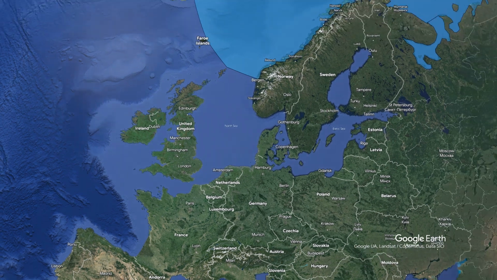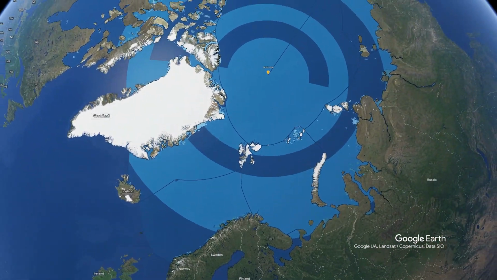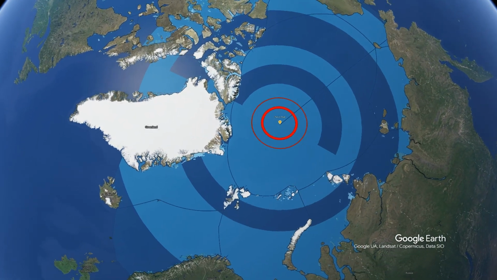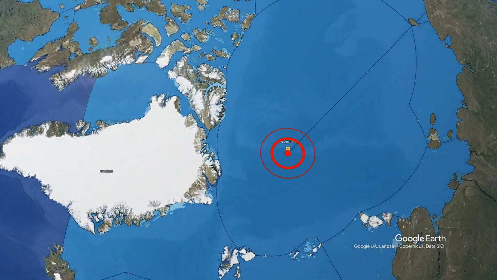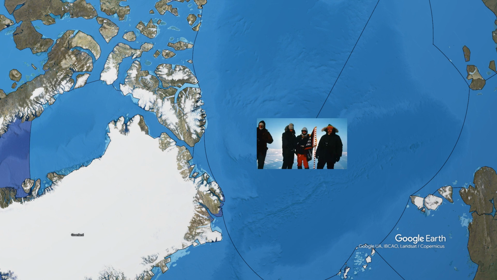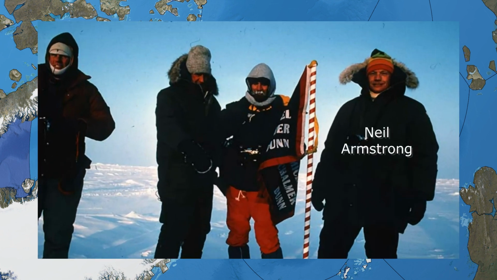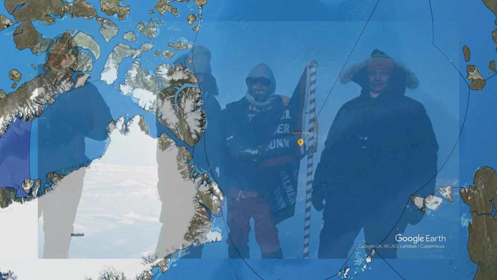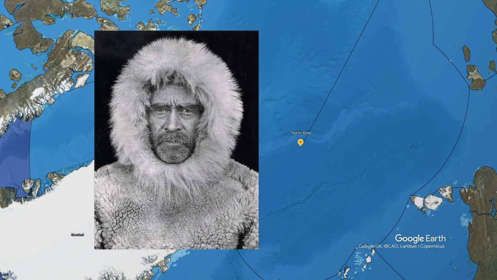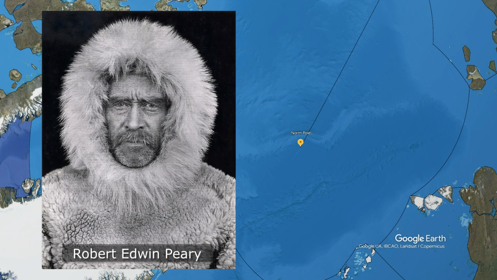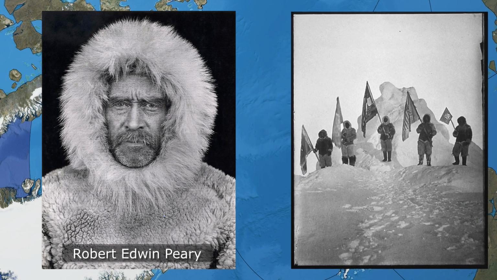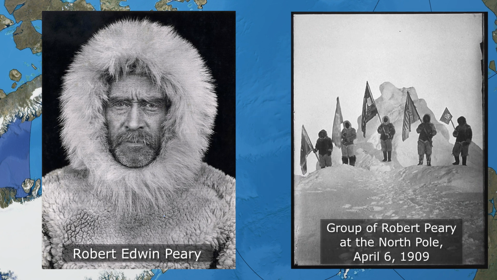Another point I want to draw attention to is the North Pole itself. By definition, it is the northernmost point on Earth, opposite the South Pole. Interesting fact, Neil Armstrong, the first man to set foot on the moon, visited the North Pole along with another legend, Edmund Hillary, the first man to climb Mount Everest. However, the first person to arrive at the pole was most likely Robert Edwin Peary, who got there on April 6, 1909, in the company of a black servant and 4 Eskimo guides.